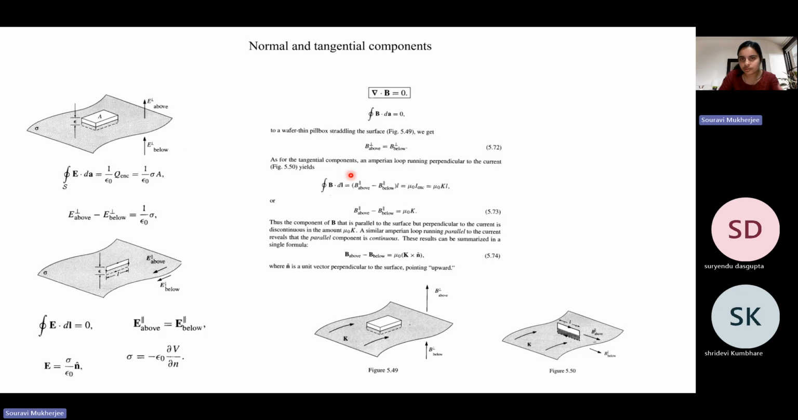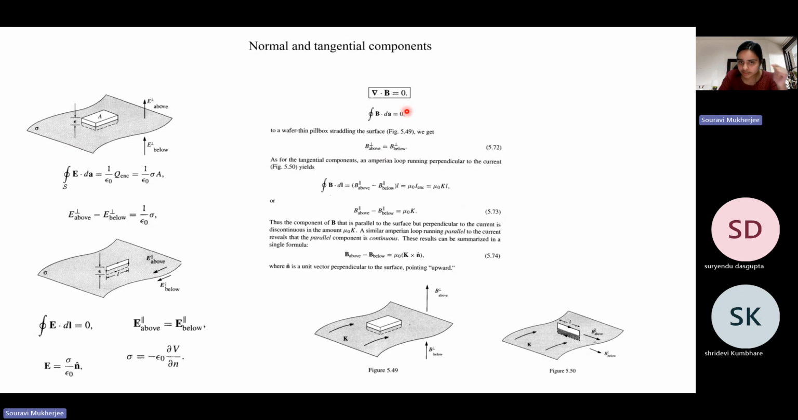Similar to that, you also have some continuity relations for the normal and tangential components of the magnetic field. Because divergence of B is zero, and the divergence talks about the normal component, you can take a pillbox. If you apply this condition, you'll see that the perpendicular components are always continuous. So B above is always equal to B below.